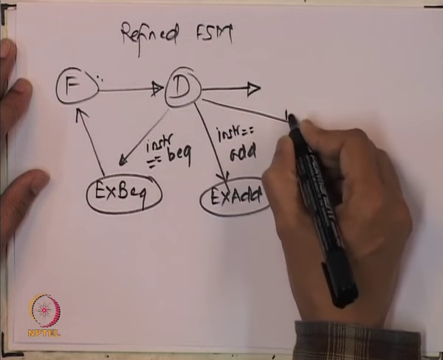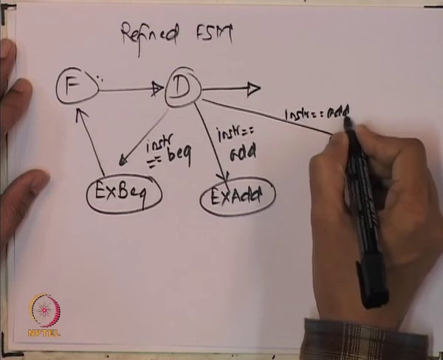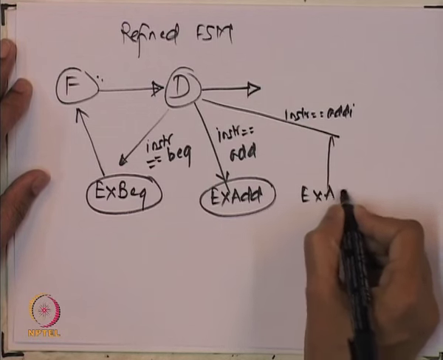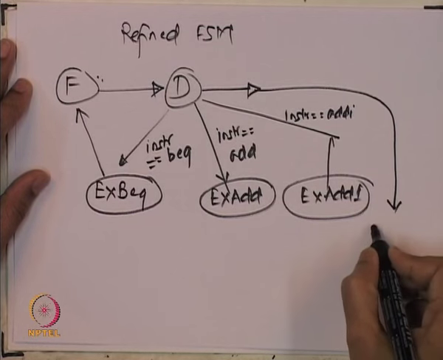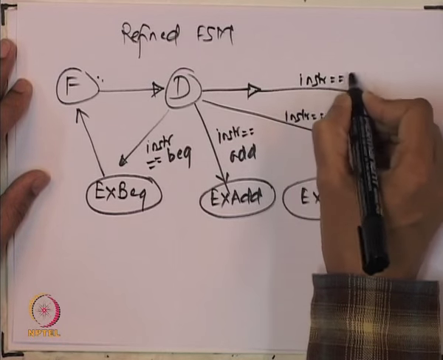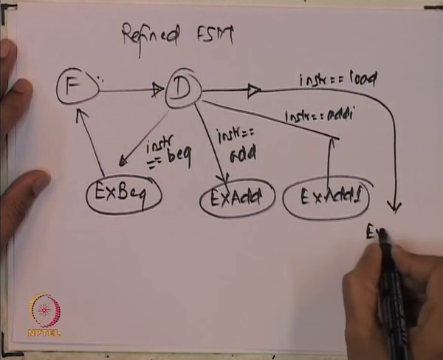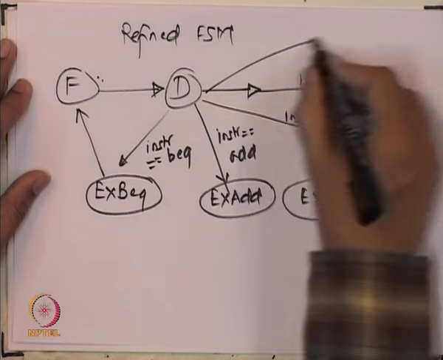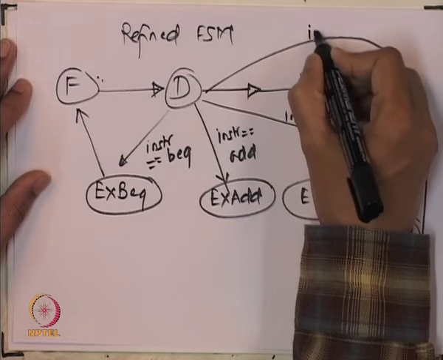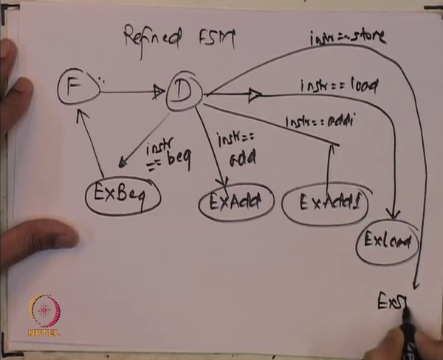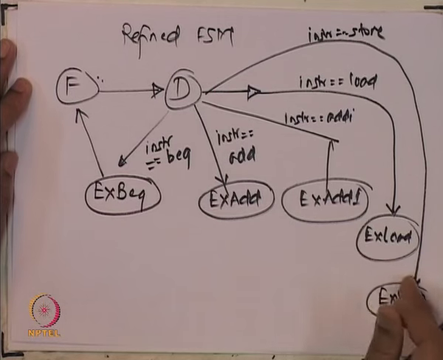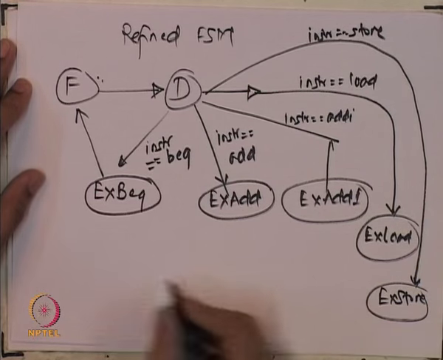So similarly, if it were add immediate, then I have a state called EX add I. Then if it were load, then EX load. If it were store, then EX store. This is routinely how I am creating states. Okay, these are refined substates. This is the refinement. These five states are the refinements of the original EX state.